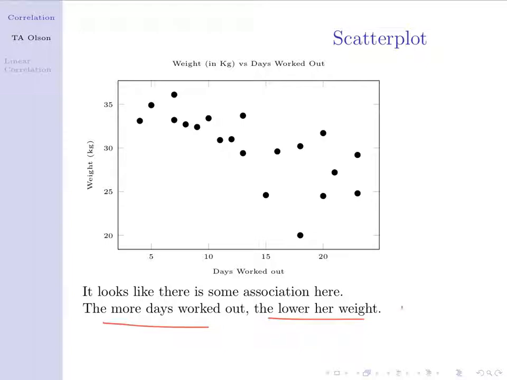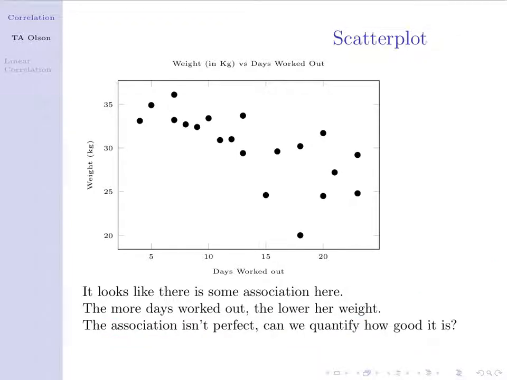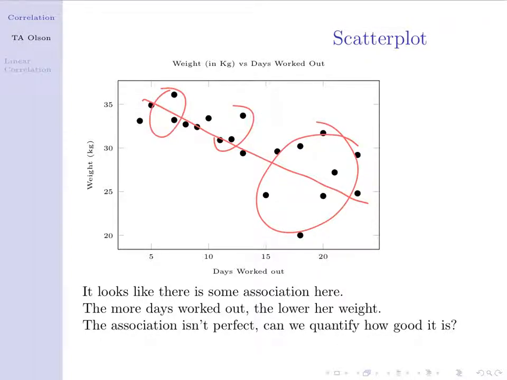We will call this a negative association, right? Because as one increases, the other decreases. If they both increased, it would be a positive association. But we also see that it's not on a perfectly straight line. There's some cloudiness to the data, right? So in correlation, we're going to measure how good this association is, or how closely the data follows a straight line on our scatter plot.